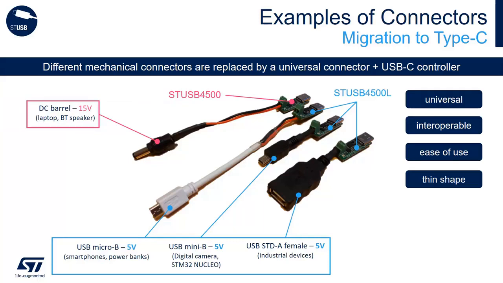The mini dongle shown on this slide is a useful evaluation tool that ST provides. The screw terminals allow for quick prototyping to convert a barrel, an older USB, or a custom power connector to a USB-C connector with a limited footprint before it is integrated into the final application.